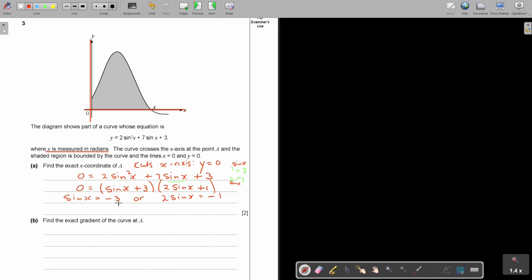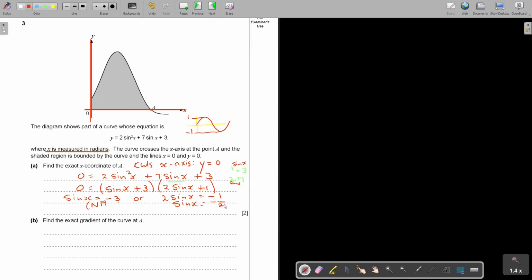Now, can you see, because this is just sin x, remember your sin graph. You can even press it on the calculator. But let me first explain it by looking at the graph. The sin graph is like this. The normal sin is just between 1 and negative 1. But if you look at that, you will see that negative 3 is going to be beyond that. So even if you press that on the calculator, it's not going to give you an answer. So this is not applicable. So you're going to have sin x is equal to negative a half.